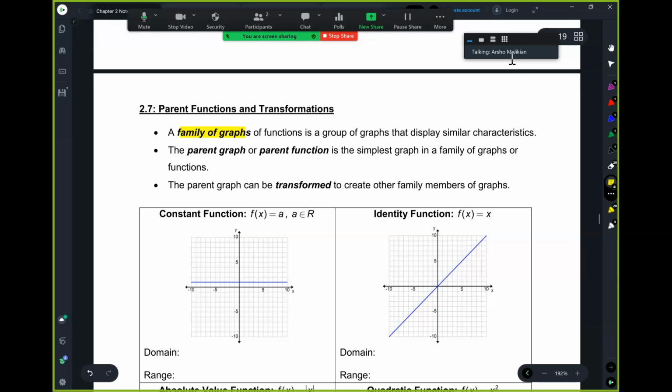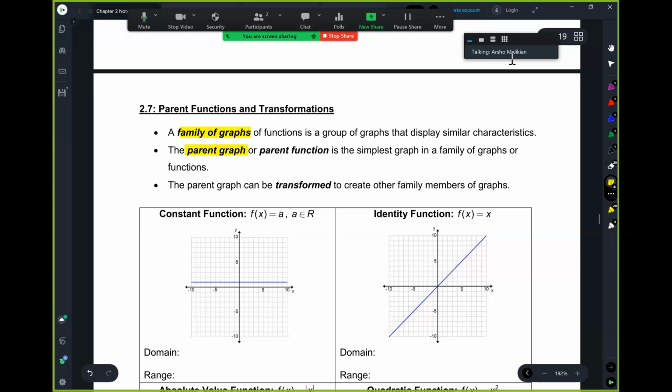So a family of graphs is basically a group of functions whose graphs have similar characteristics. For example, all linear functions have the same types of graphs, so they are in the same family, right? All quadratic functions have the same looking graph. They all have parabolas as their graphs, so they are in the same family, and so on.